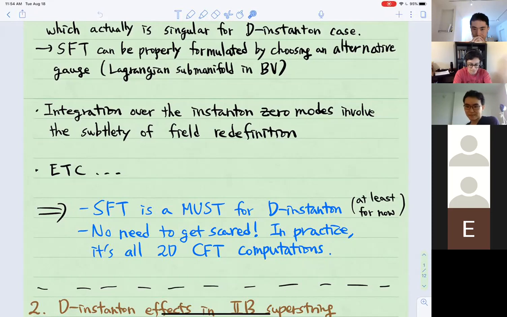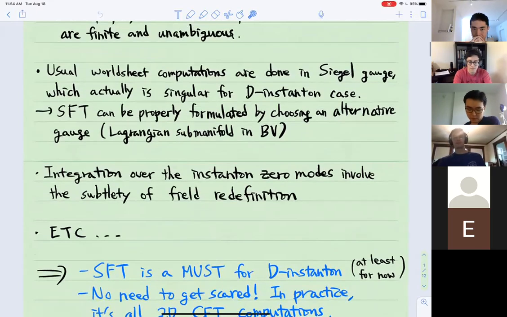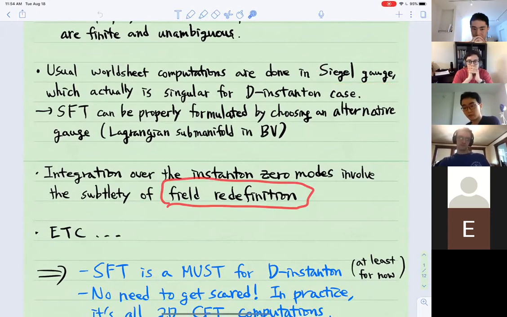Do you need anything out of string field theory other than how to partition the moduli space of the worldsheet? Yeah, so for example, this issue of Siegel gauge, and also the possibility of field redefinition. Yeah, there are many subtle issues to which usual string perturbation theory is simply blind. Okay.